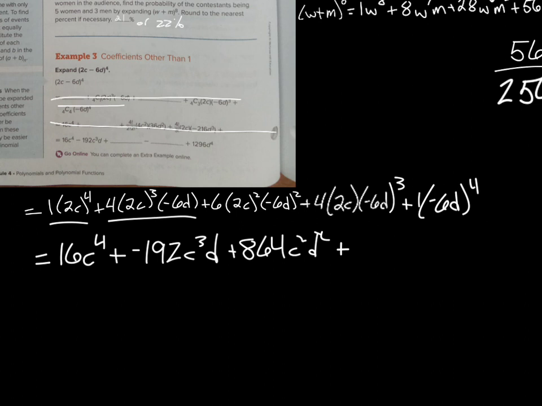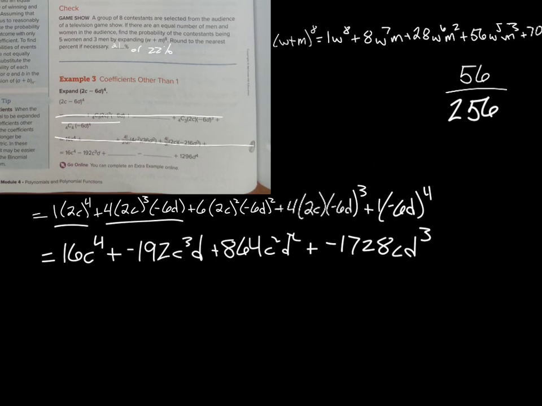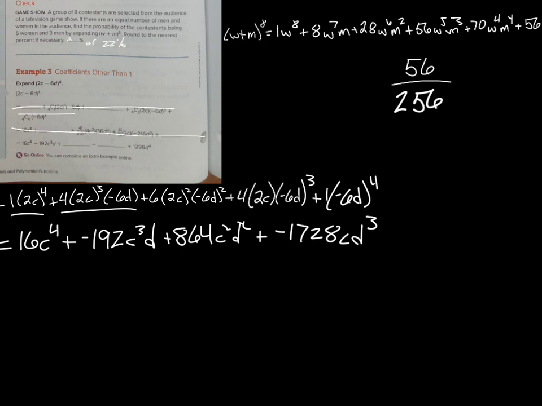Is negative 216 times 4 times 2, so negative 216 times 8. So negative 1728 c d cubed. And then finally, plus 1 times negative 6 to the fourth. That one's in there, so 1296 d to the fourth.